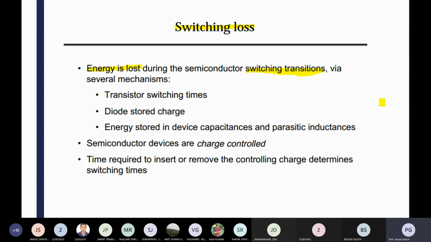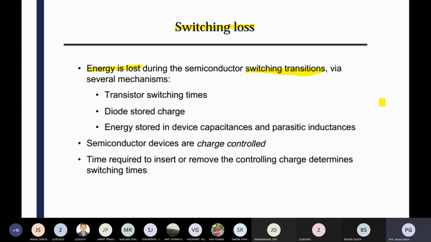Inherently it will be present. In ideal cases, parasitic device capacitance or parasitic inductance is not there, but practically it is present over here. So due to the presence of these parasitic elements, some additional energy will be absorbed by the parasitic element. So definitely there is some loss, meaning energy losses in the devices.